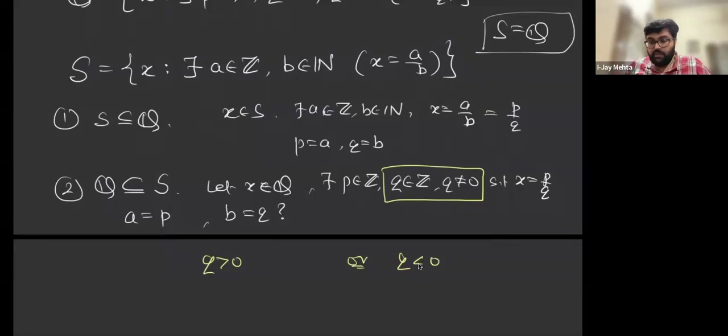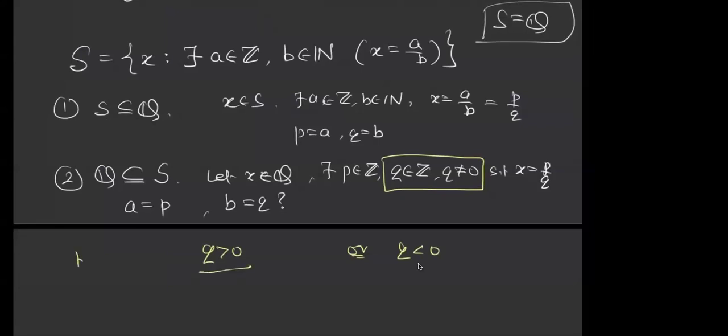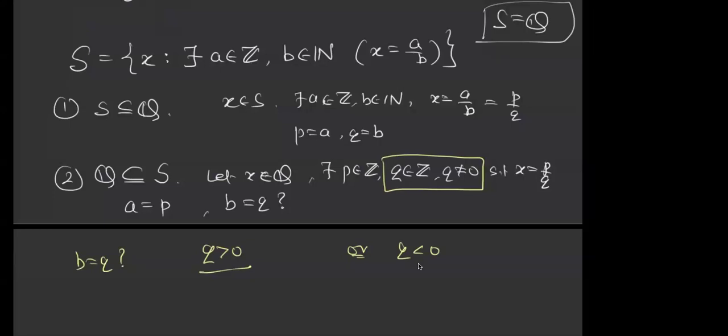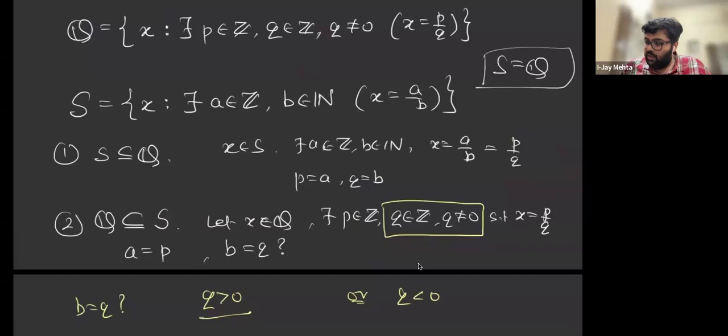If Q is a positive integer, can I take B equals Q? Yes, sir. Why? Because then it will be a natural number. So I take B equals Q. In my first case, P can be anything. I'll take A equals P. I wanted an integer, P is an integer. If Q is non-zero, there are only two possibilities for Q, either positive or negative. If it is positive, then it's a natural number, so I can take B equals Q, then it is done.